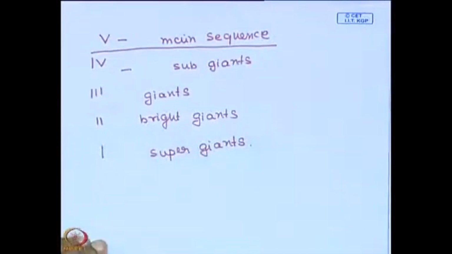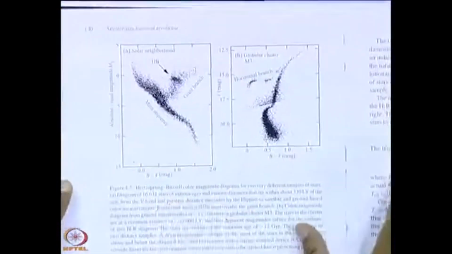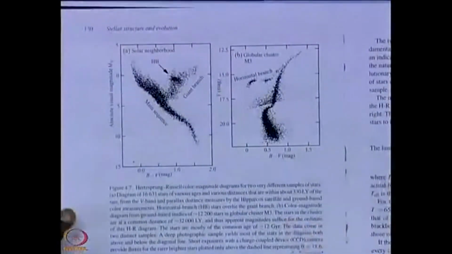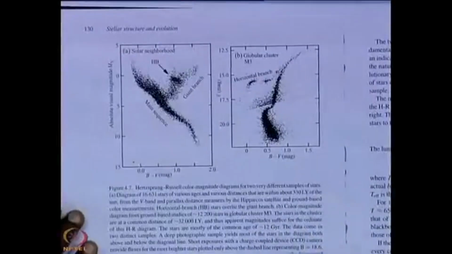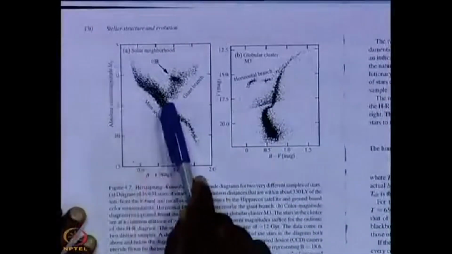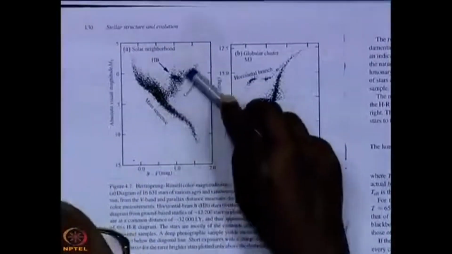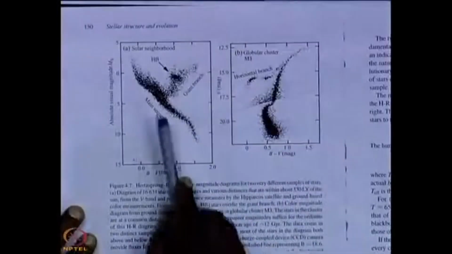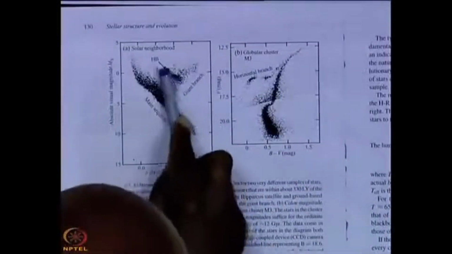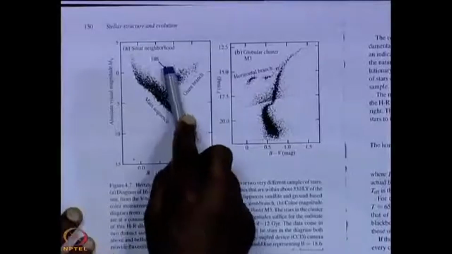So, let us go back to our HR diagram and take a look. These are the stars that burn hydrogen. Here, in the local neighborhood, you also find the giant branch over here. There is another branch over here called the horizontal branch, which is kind of overlapping with the giant branch here, okay, which is more clearly visible over here.